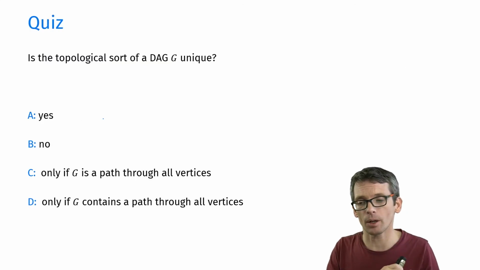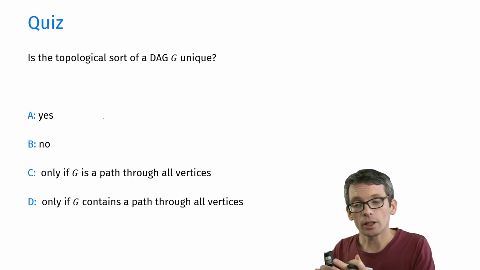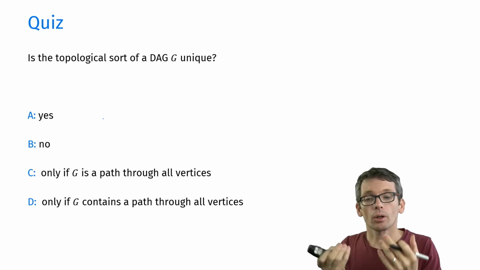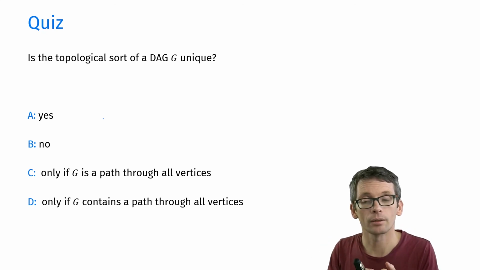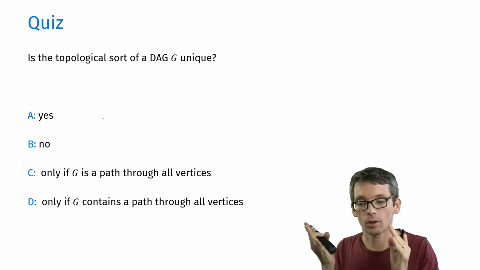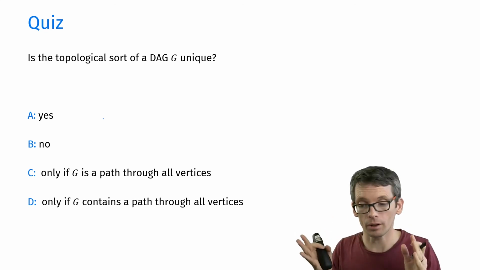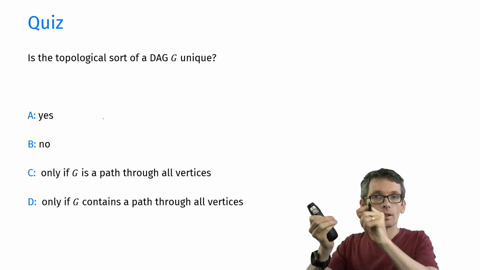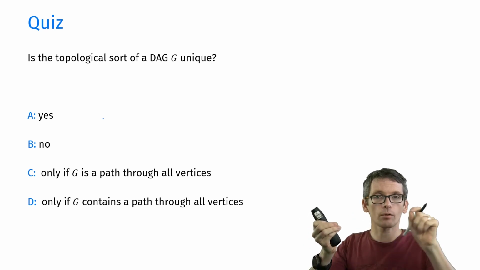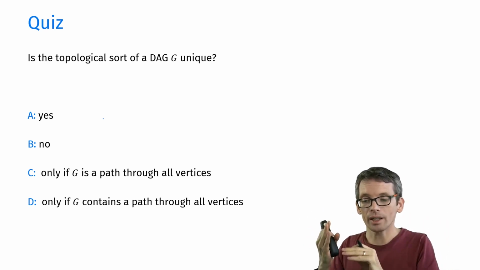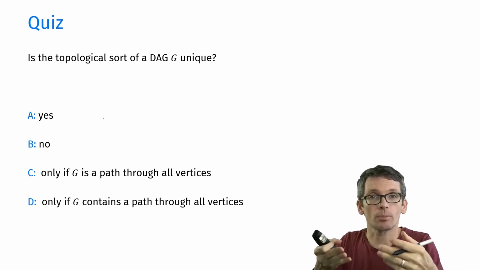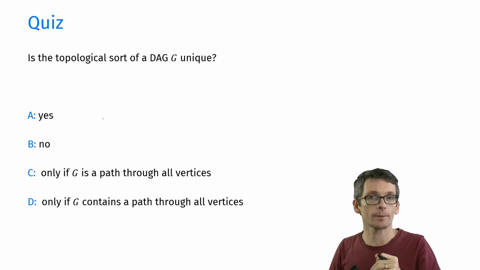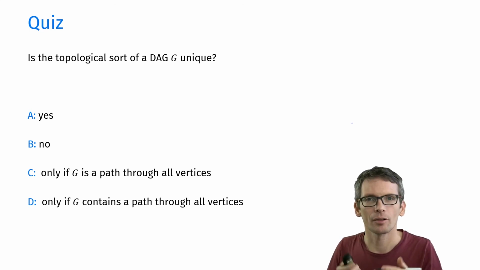Let's have a quiz about this. Given a graph G, is a topological sort of that graph unique? Yes, always. No, never. Only if G is a path that goes through all vertices, or only if G contains such a path. A, B, C, or D. The correct answer is D.